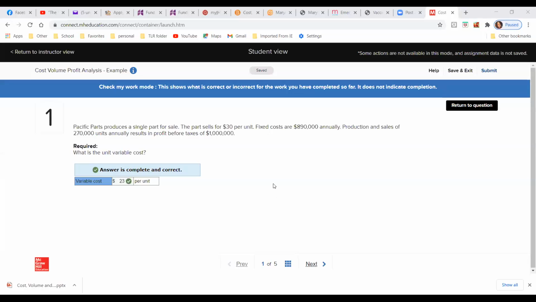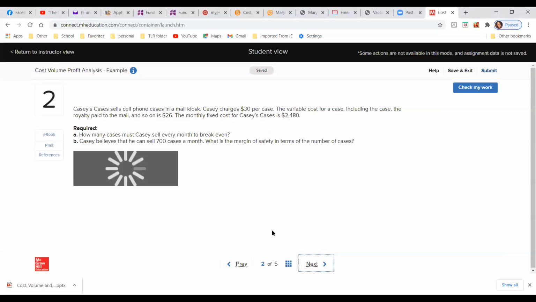classwork assignment, and we're going to try another problem. So that one we look like we got it right. Now, can you still see my screen? I have on the problem number 1, right? Yes. Good. Number 2, let's try that one.